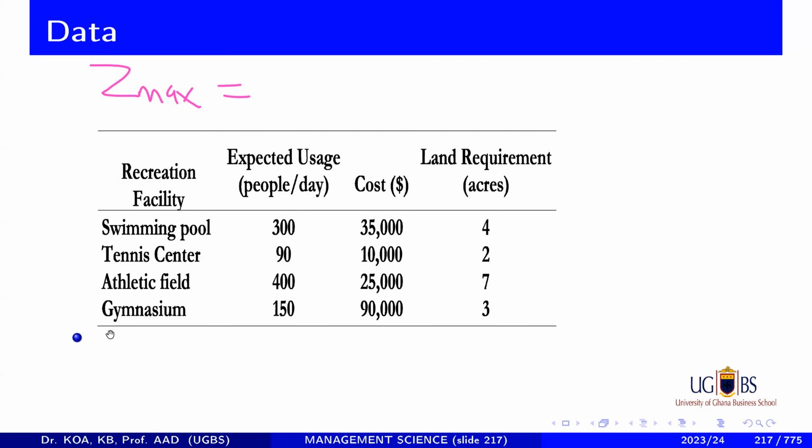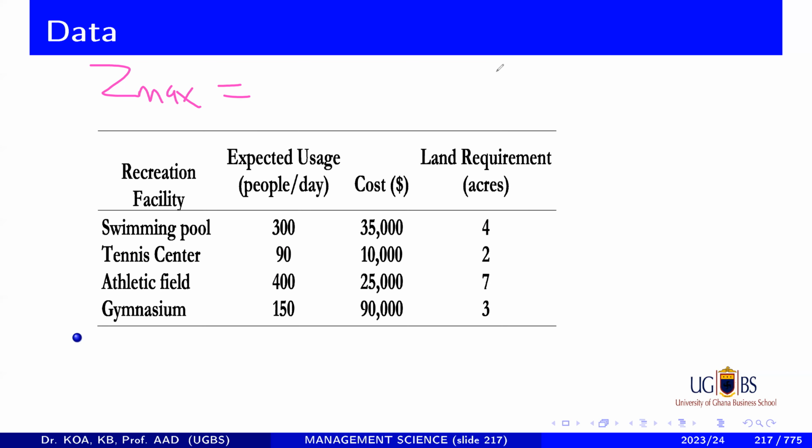What is going to be our objective function? Anna: We use the expected usage, people/day. Why? Because the number of times the people will use the facility is what we are looking at to maximize. Good. So that's very good. So what will be the first information? 300 X1. Very good.